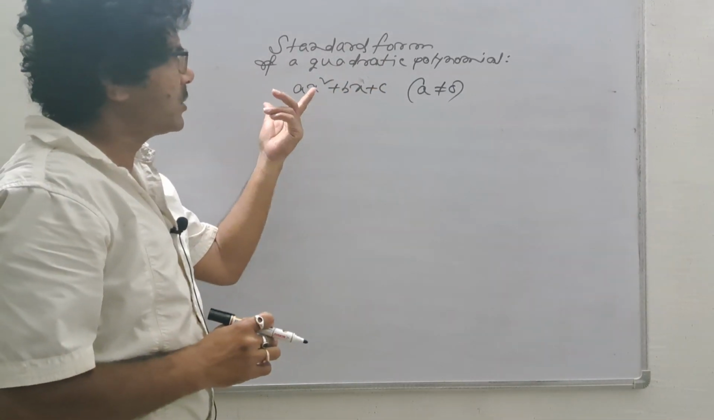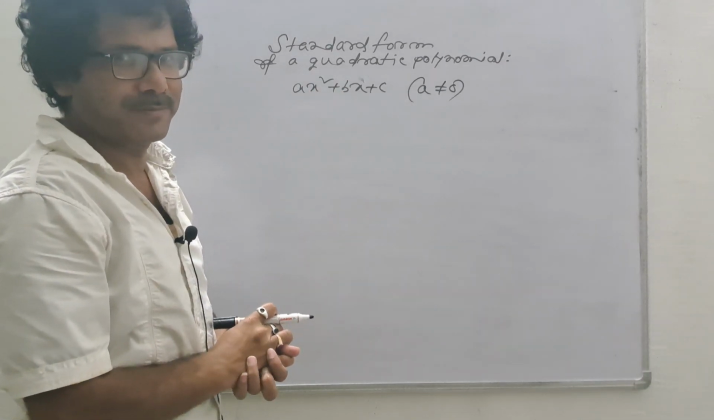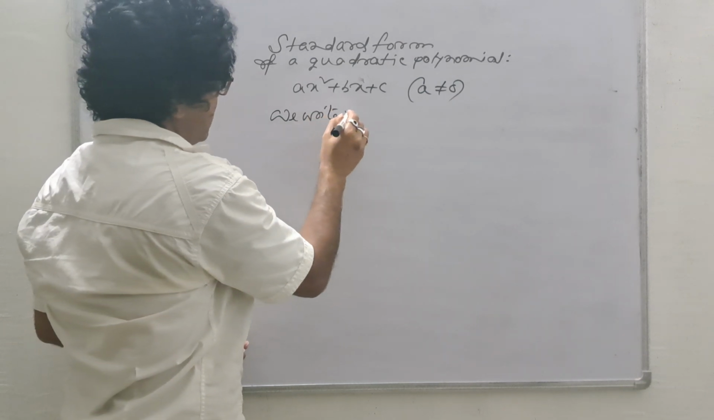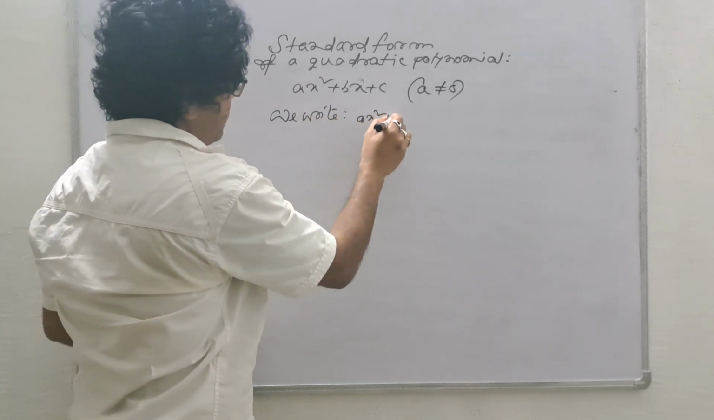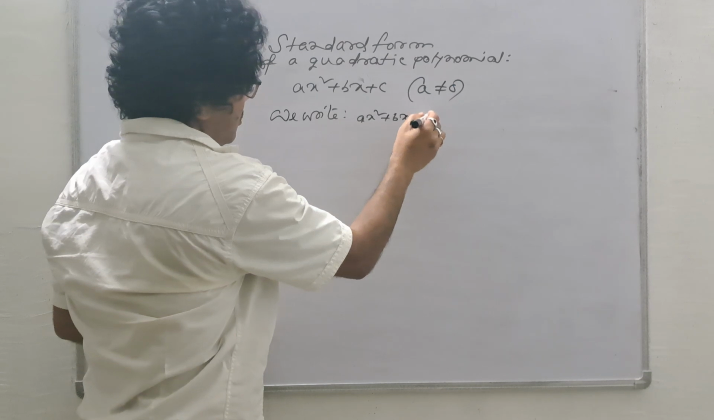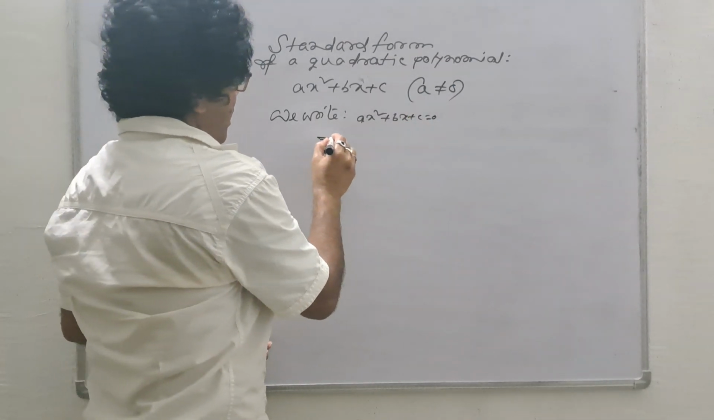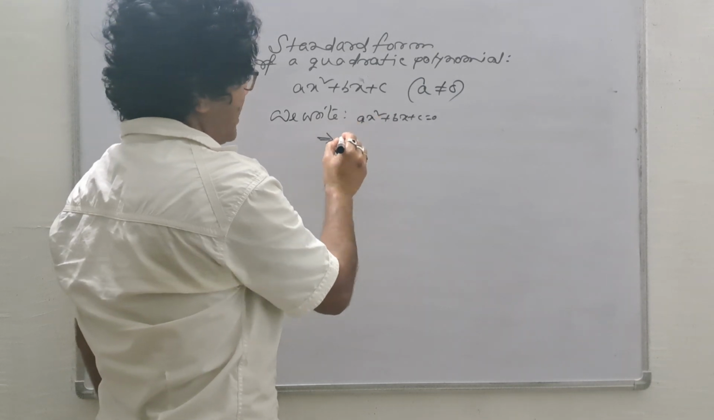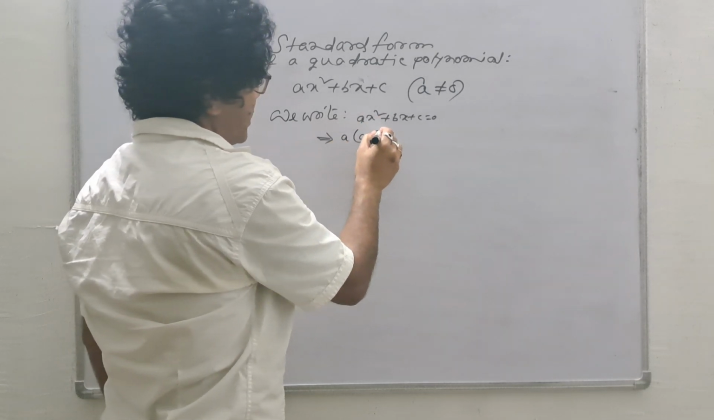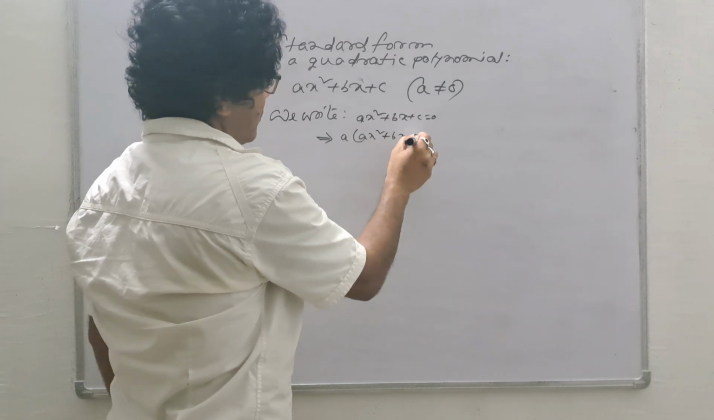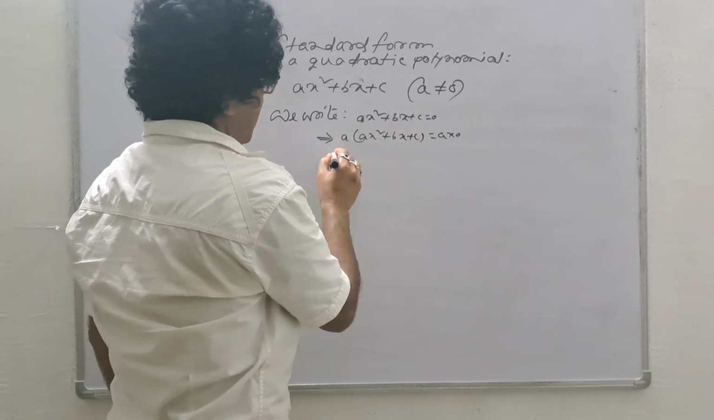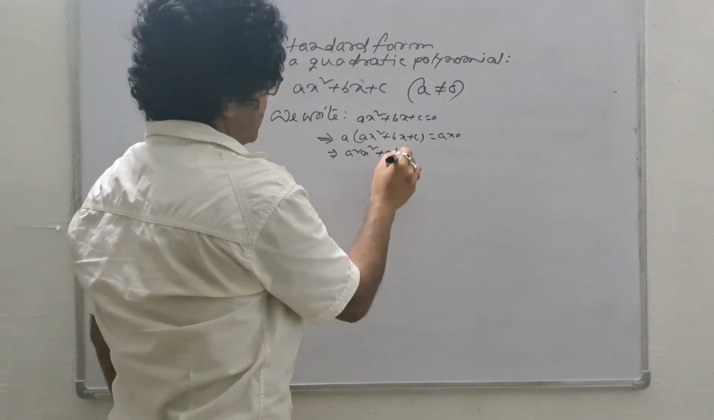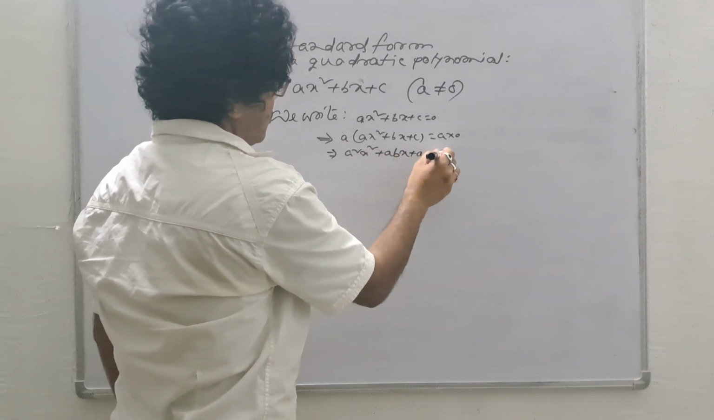So we have to find out the zeros of this quadratic polynomial. To find the zeros, we write ax squared plus bx plus c is equal to 0. Now to get the value of x, the coefficient of x squared is a, so we multiply both sides by a. Then what are we getting? a squared x squared plus abx plus ac is equal to 0.